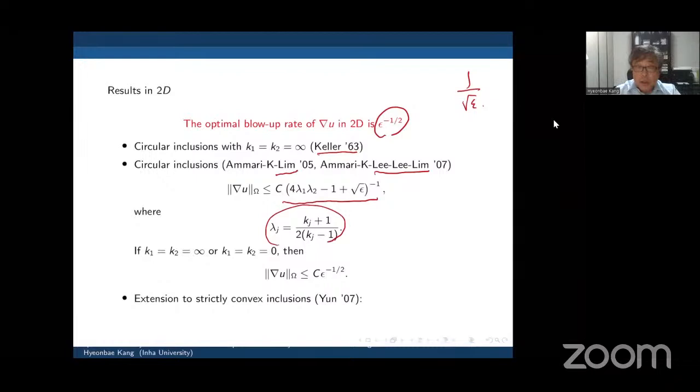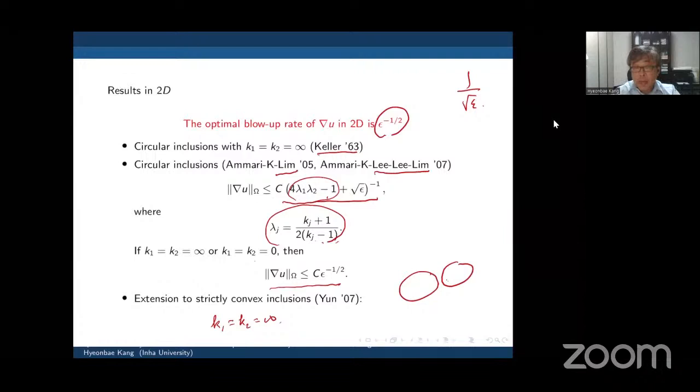infinity, then this number becomes 1/2. So this one disappears. If k1 and k2 are zero, it's the same. This one becomes zero. So the gradient blows up at this order, and this is optimal. And then when K1 and K2 are infinity, this result was extended to strictly convex domains. So the domain does not have to be circular, it is strictly convex. Then in between, the gradient blows up at the order of epsilon to the minus 1/2.